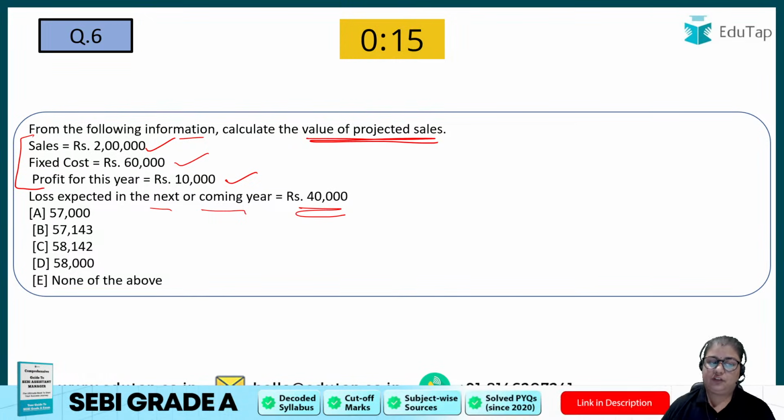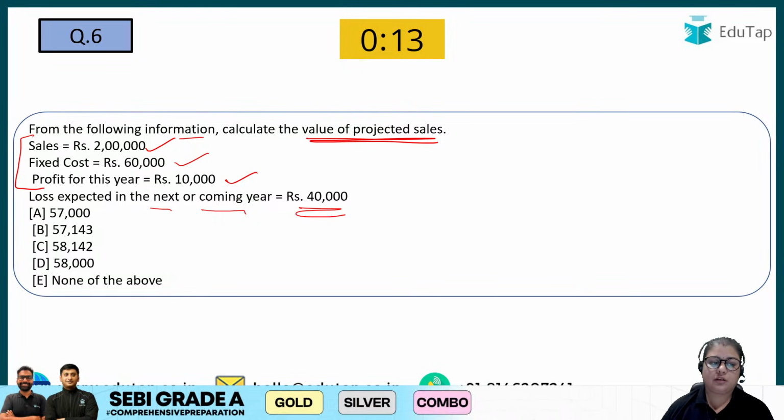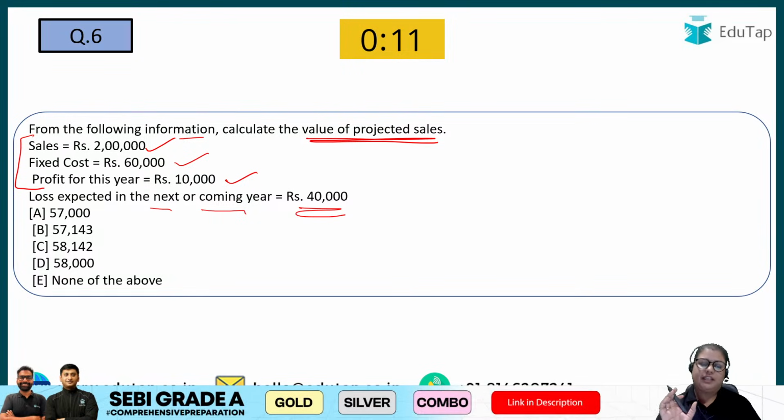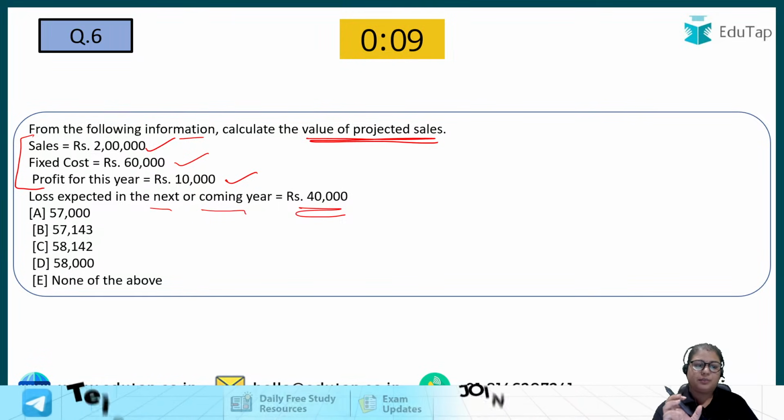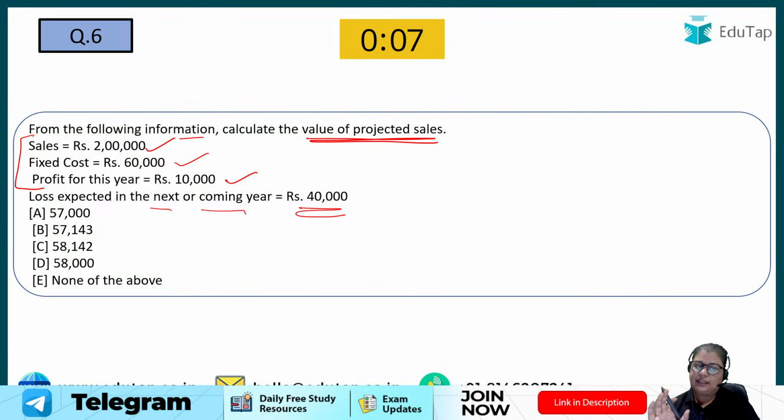According to this, I will first calculate my PV ratio. Because they have said that variable cost per unit and selling price per unit don't change, I can say that my PV ratio will also not change. So I have to first calculate my PV ratio. How will I do that? I don't even have the contribution.